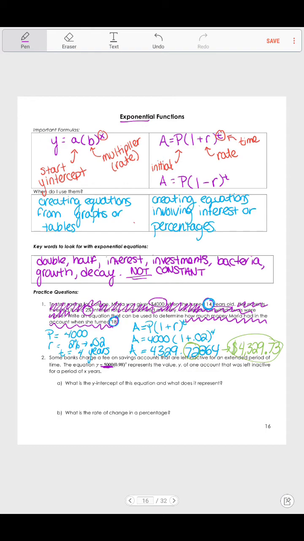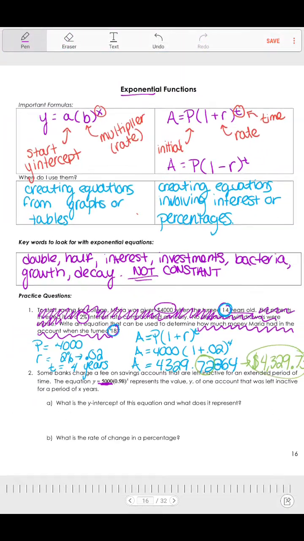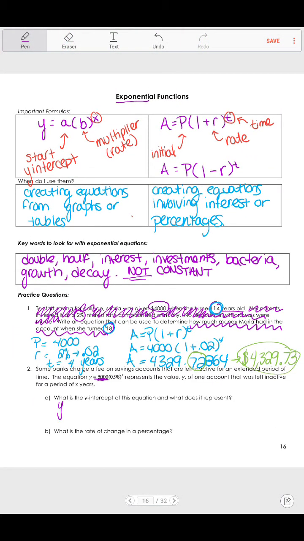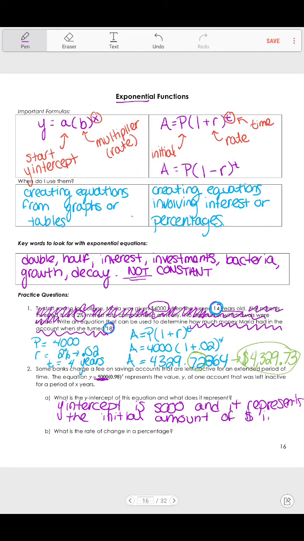Okay, so the y-intercept is 5,000, and it represents the initial amount of money in the account.